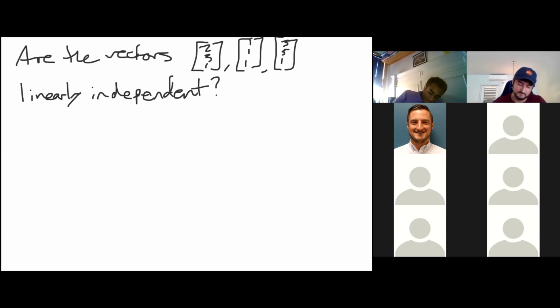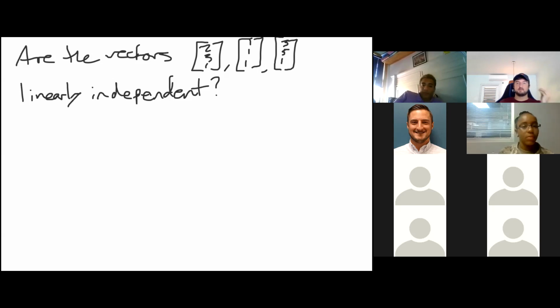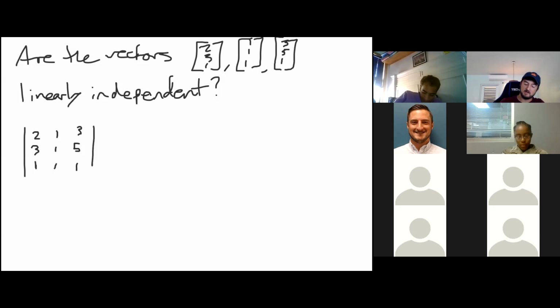All right, well, let's see now. I'm going to keep going. I was going to get y'all to work on it, but I want to actually be done relatively close to 150. The shortcut, since we're working in R3, is just throw these vectors into a matrix and then calculate the determinant of that matrix. So 2, 3, 1, 1, 1, 1, 3, 5, 1, and I want to calculate the determinant of that. I can do it along any row. What row do y'all want to do the determinant calculation on? Third row? All right.